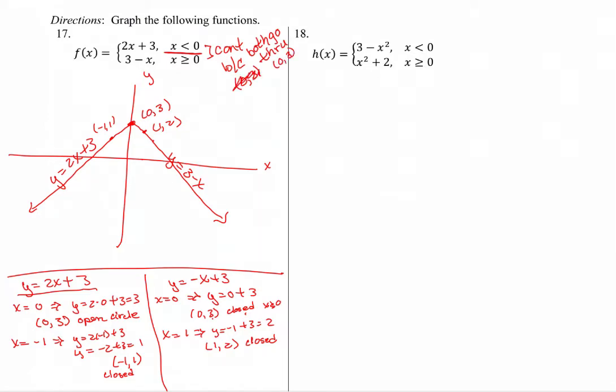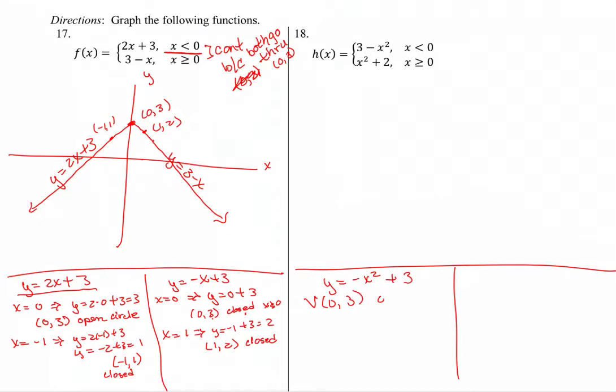All right, now let's look at number 18. So again, I'm going to take this little section and I'm going to split it in half so that I can do each of these lines. So we have y equals minus x squared plus 3. Okay, and so we have a vertex of (0, 3), and we open down.